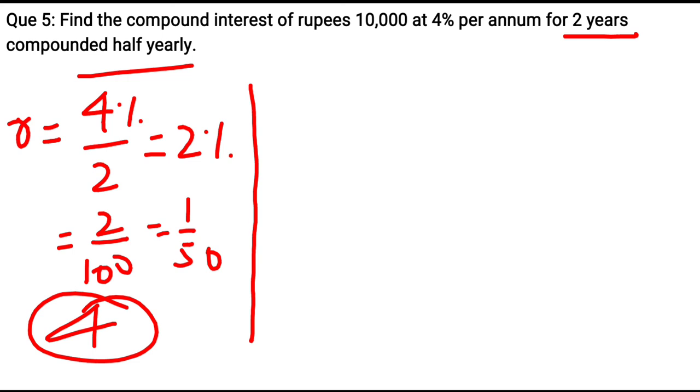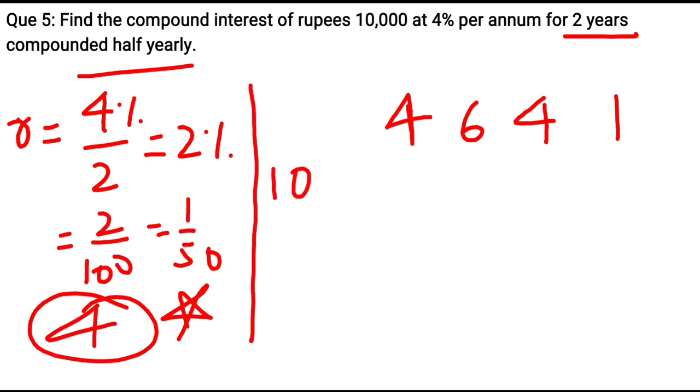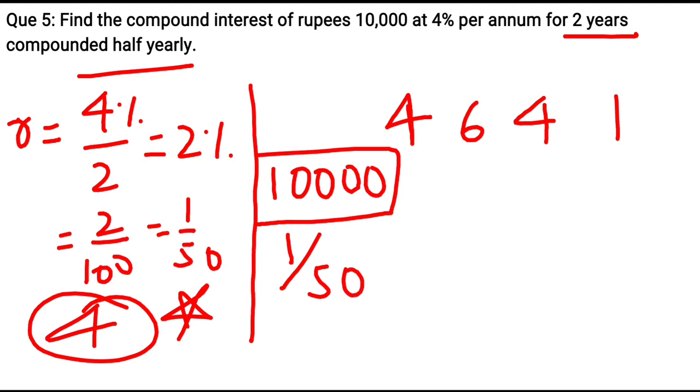So what is the technique to find compound interest for 4 periods basically? If you have watched my previous videos, you know that 4641 is the shortcut way. Now how much money had you deposited? 10,000. This much money. And what is the rate? It is 1 upon 50. So just divide the 10,000 by 50. What do you get? 200.